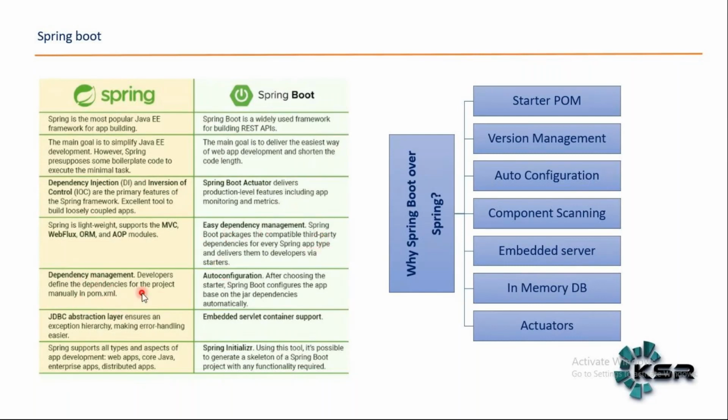Again, in the Spring framework, with the help of pom.xml, you can do dependency management. In the case of Spring Boot, there is auto configuration. When you add one jar, it automatically pulls in other relevant jars for the particular project to run. In the Spring framework, we have to handle the JDBC abstraction layer, error handling and everything. Whereas here, the embedded server is going to support it. We have multiple things in the case of Spring Boot, and here we are going to use Spring Initializr, right? start.spring.io. In that, you are going to configure it. One jar will bring in multiple jars. So these are the main differences between the Spring framework and the Spring Boot framework.